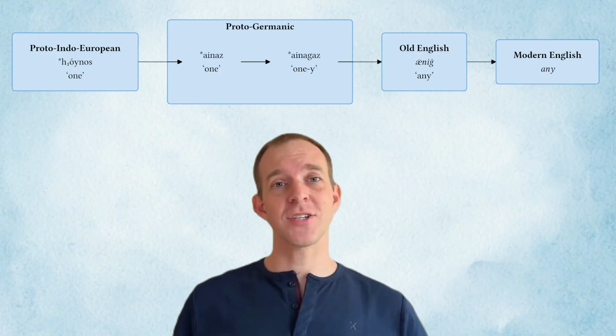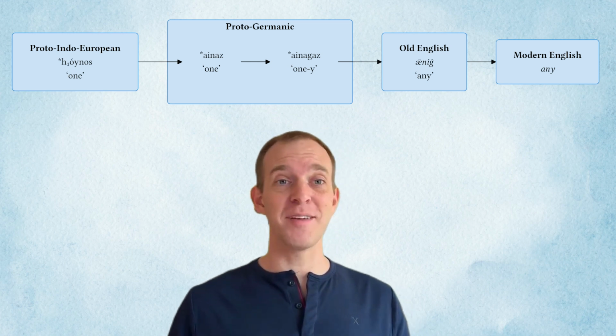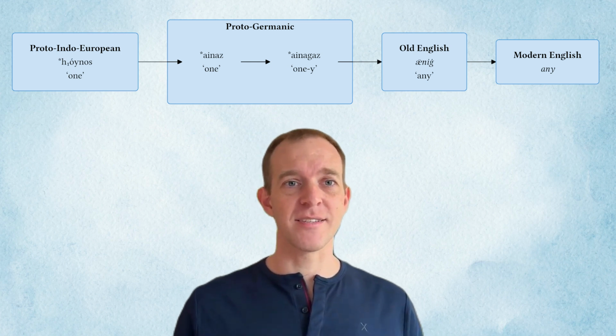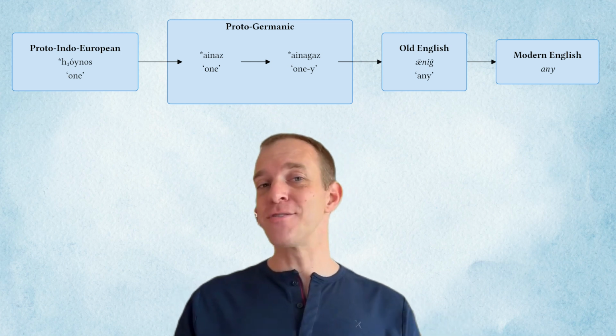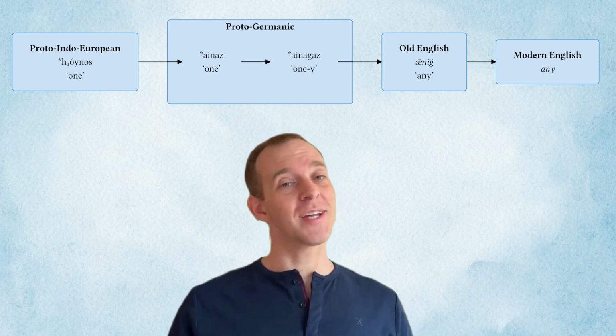When the early Germanic peoples branched off from the rest of the Indo-Europeans, they began to pronounce hoinos as ainas, and that's the word for one in Proto-Germanic. Ainas not only gave us the modern English word one, but a couple other words as well. So first, ainas could take the adjective suffix gas, and that's actually the origin of the modern English y suffix. This Proto-Germanic word einagas literally meant one-y, but it was used to mean only or singular or unique, and that became the modern English word any.